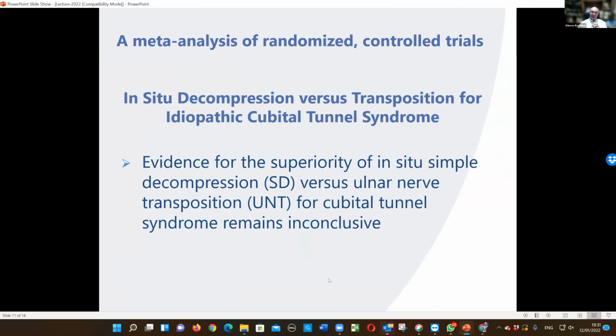The technique is simple and delicate, but more important, because it's a controversial question: what is the better approach, in situ release or anterior transposition? I investigated the literature regarding meta-analyses of randomized controlled trials comparing in situ release versus anterior transposition in cases of idiopathic cubital tunnel syndrome.